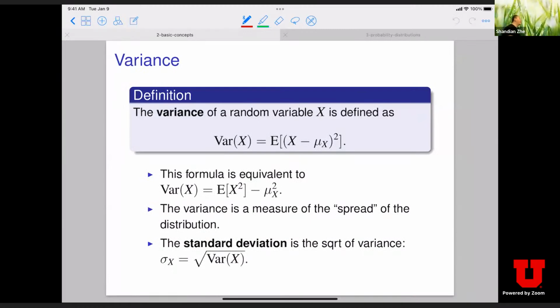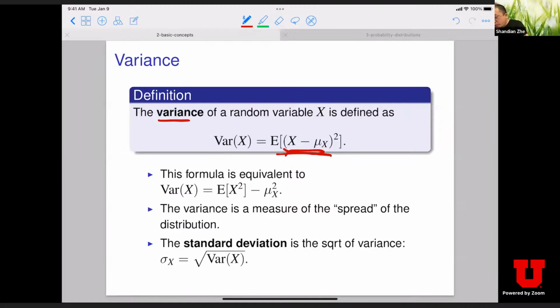Okay, variance. The variance of the random variable x is defined as follows. You calculate the squared difference between x and its expectation. And this one, of course, is a random variable, so you take the expectation again. That is where you get the variance. Any questions?